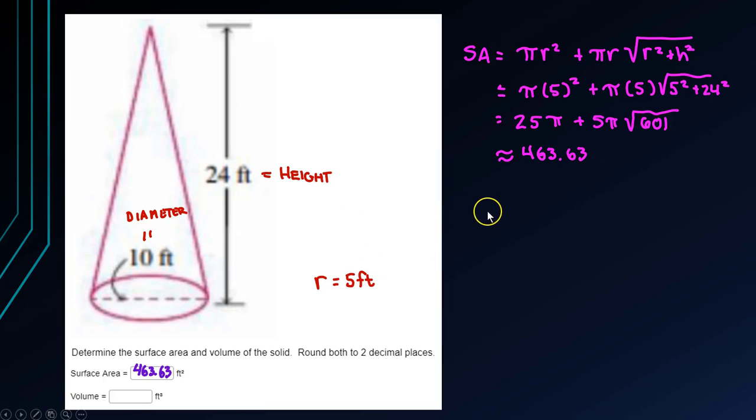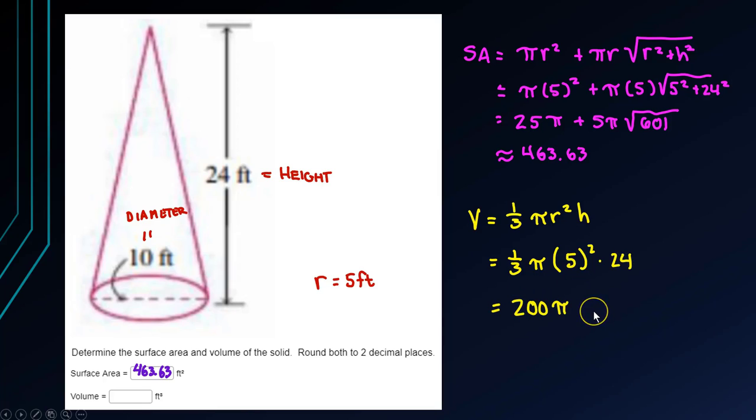As far as the volume goes, the volume of a cone is 1/3 pi times r squared times h. So again, I'm going to put in 5 for r, 24 for h, and work this out. That gives me 200 pi cubic feet, and 200 pi is approximately equal to 628.32. So it's 628.32 cubic feet.